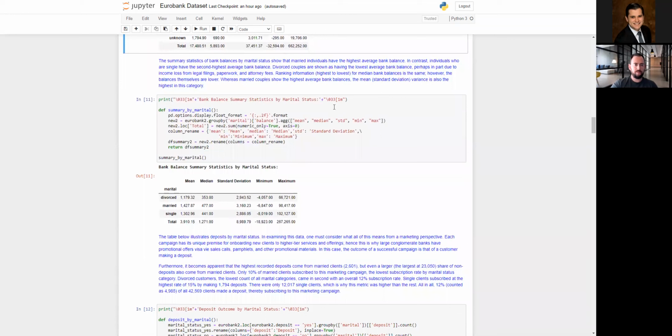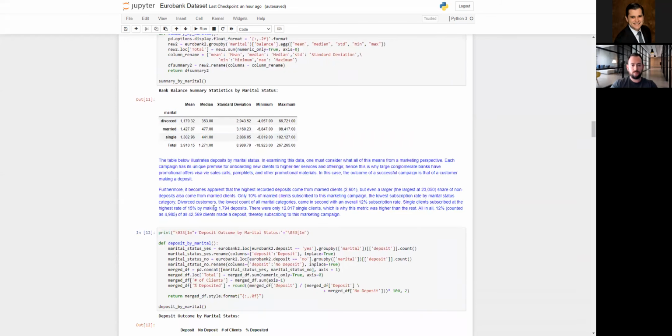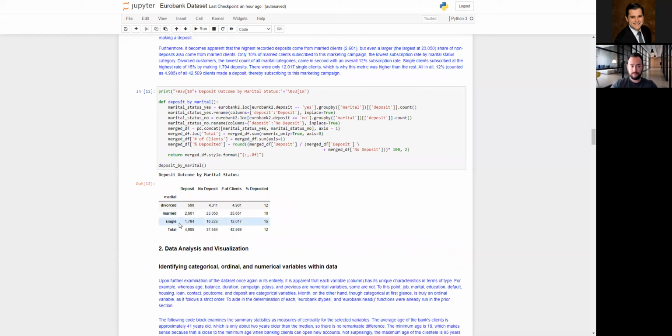Moving forward, in the interest of getting to the bottom line, we can also look, and this is really interesting because there's less to slice and dice and dissect here, at the same summary statistics, only this time by marital status. And here we see that married couples have a higher bank balance on average than the rest of the categories, more so than divorced or single. However, what's interesting to note here is that those that were single actually deposited, now we're talking about deposits, more than those that were married.